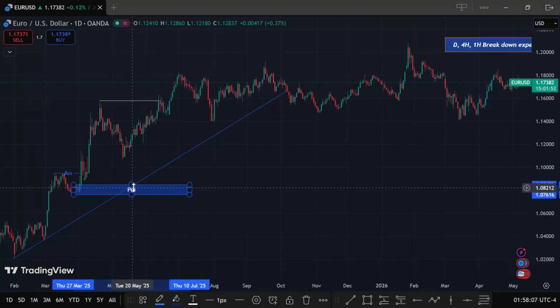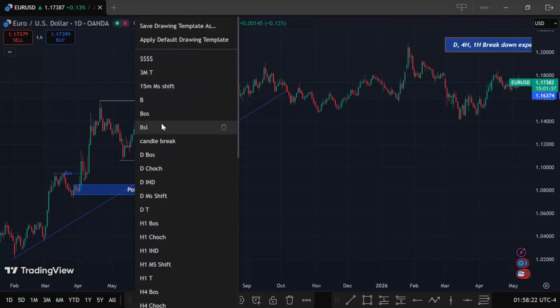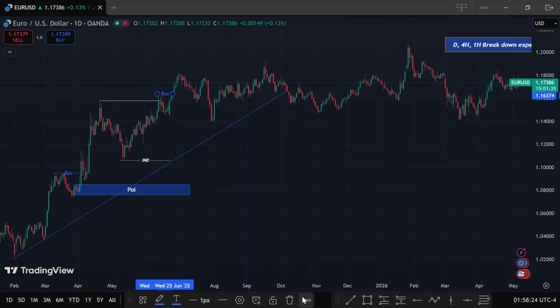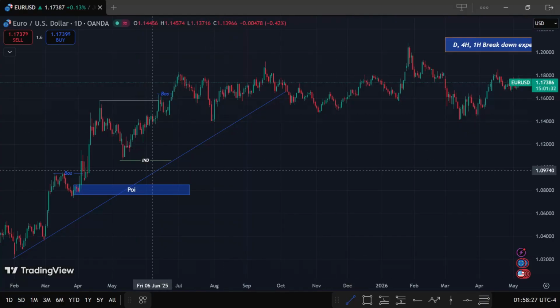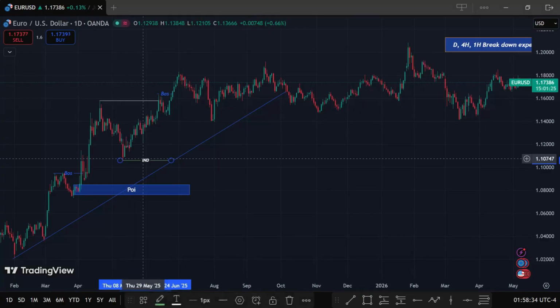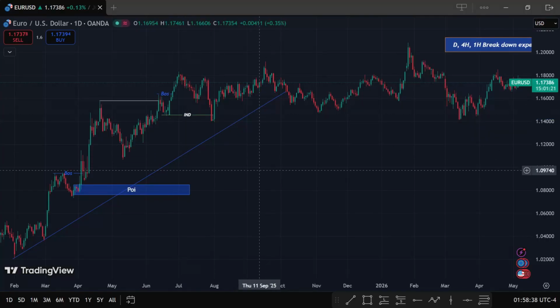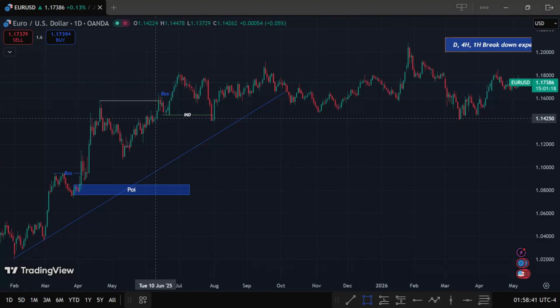As we proceed, this will be another BOS, because it retraced inside, then it came and broke up here. Then this one, I'll call it a breakout structure. Then another one, this one, then I'll shift this up to here, inducement.